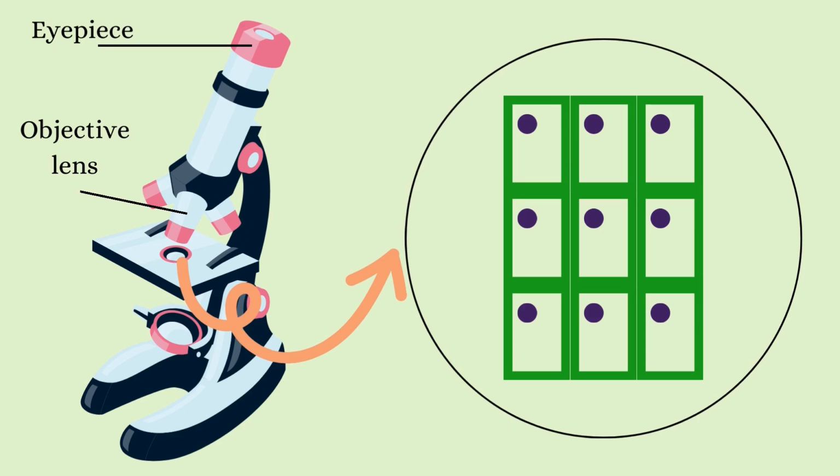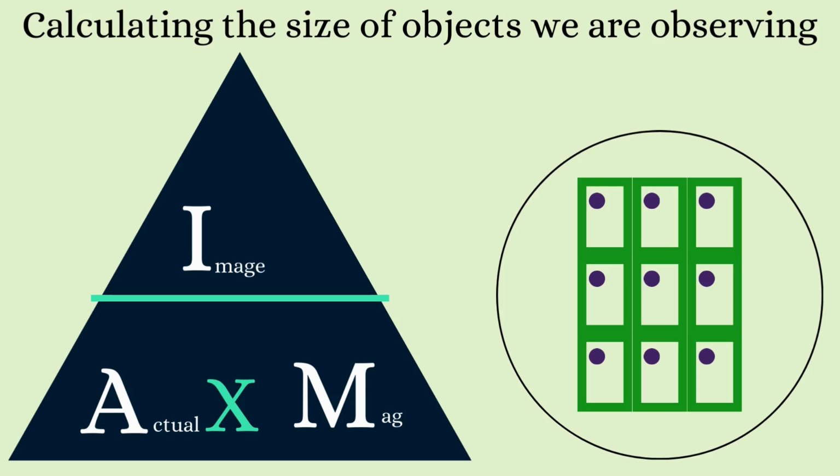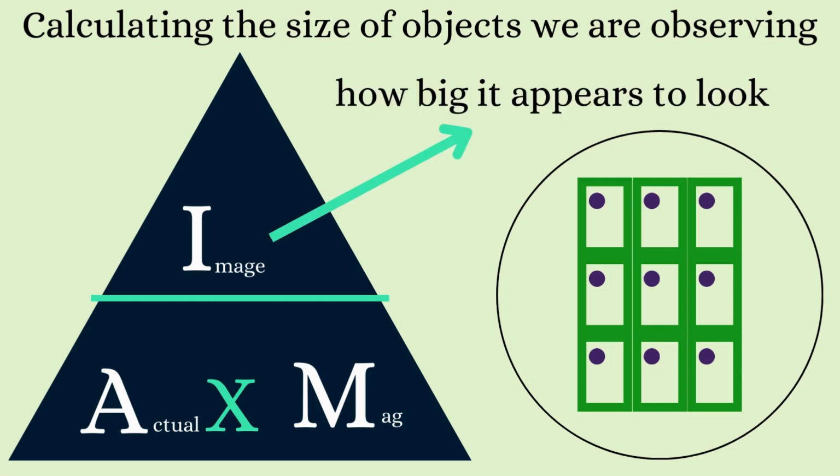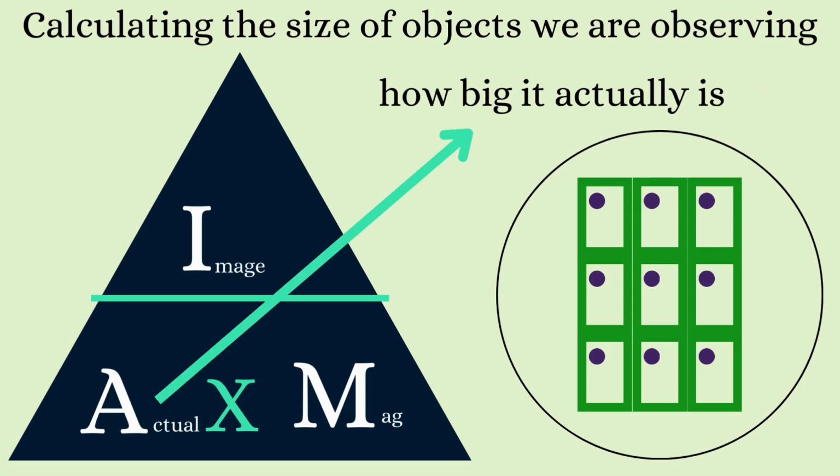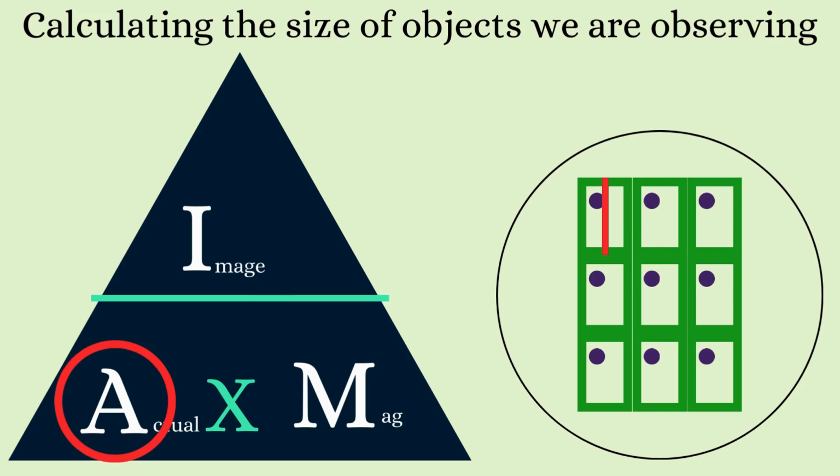It has enlarged the sample to make it look bigger without actually being this big. So how big are these samples actually? We can link these three words together: image, actual, and magnification in the I am triangle, where image is how big the specimen appears to look, and actual is the real size of the specimen, how big it actually is. If I want to calculate how big the specimen actually is, we need to know the image and magnification.